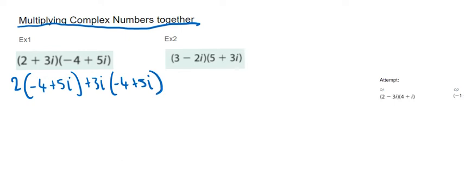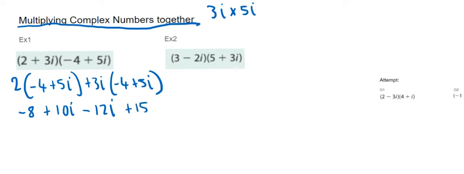Then 2 multiplied by minus 4 is minus 8. 2 multiplied by 5i would be 10i. Then we do 3i multiplied by minus 4, so that would be minus 12i. And then, watch the last part really carefully, we're doing 3i multiplied by 5i. So 3 multiplied by 5 would be 15, and then i multiplied by i would be i squared. So this is where we see an i squared.